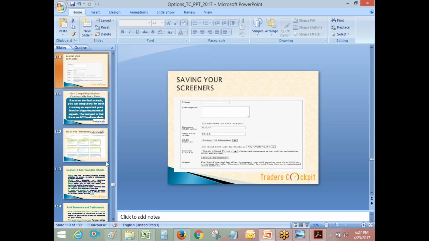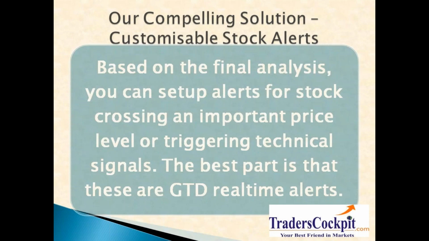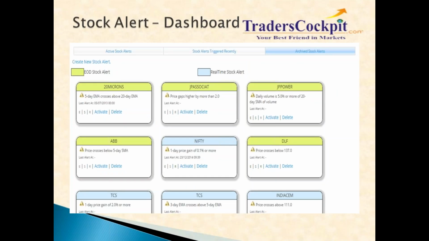Similarly, we have the next option. Instead of this, the next option is customizable stock alerts. Stock by stock, you can set up alerts: if this stock crosses this SMA or EMA or anything, or this happens. These are good for real-time alerts, and you can set up a lot of alerts. Like if ABB crosses below the 5 SMA, or if this one crosses that. It's stock-specific alerts I'm setting.